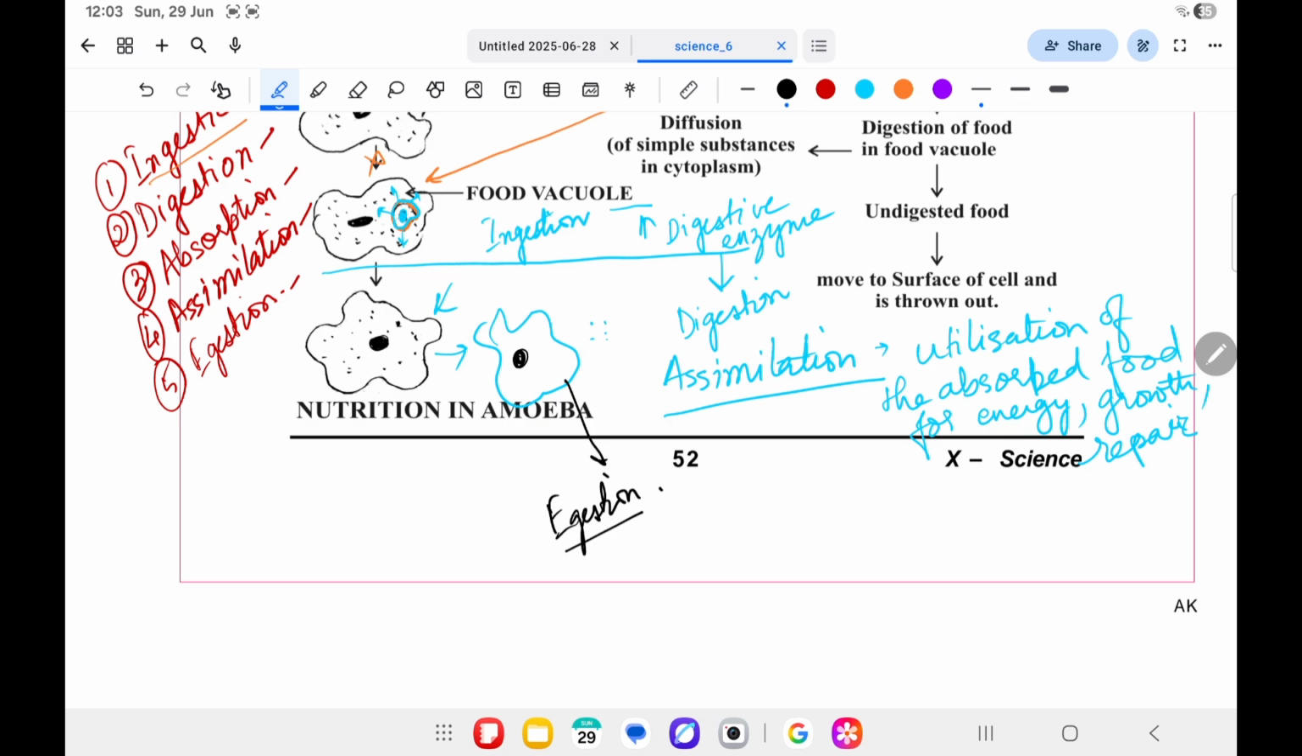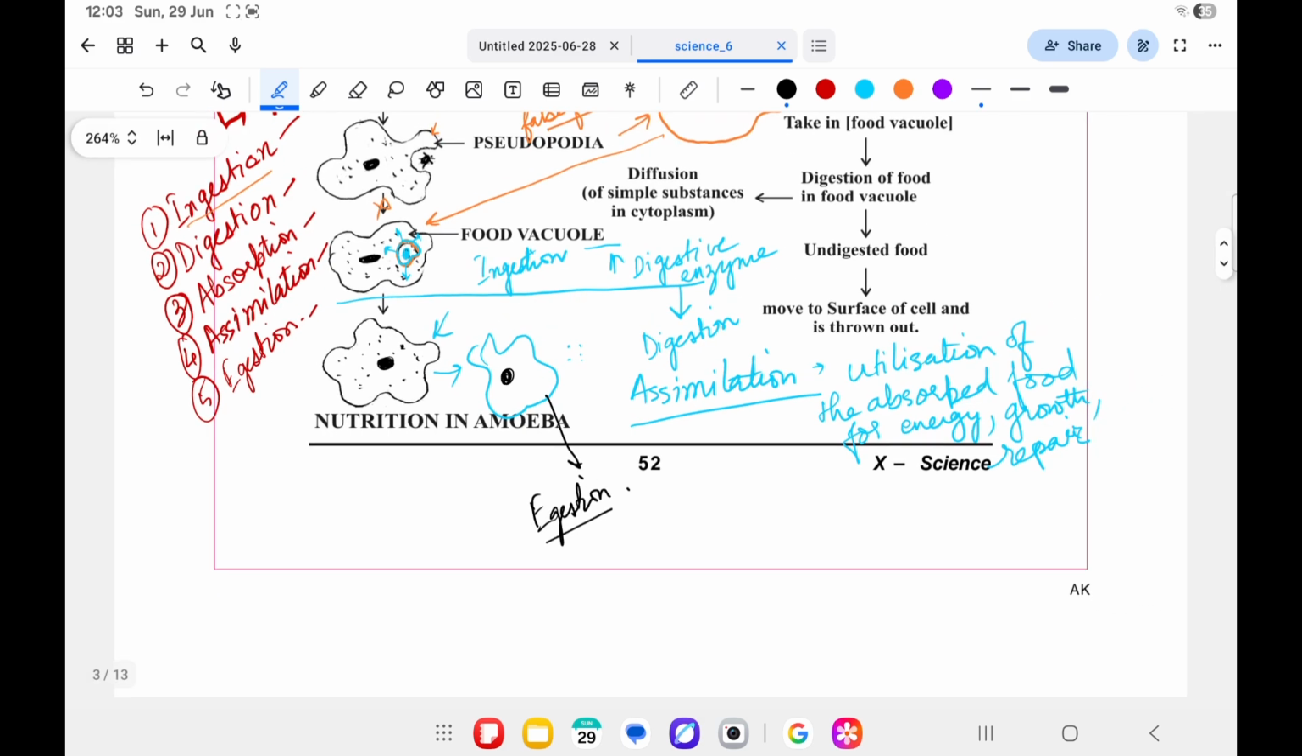Now, in your book, there is a diagram of amoeba. Please learn it properly and draw it properly because this whole thing is very, very important for your board exams.